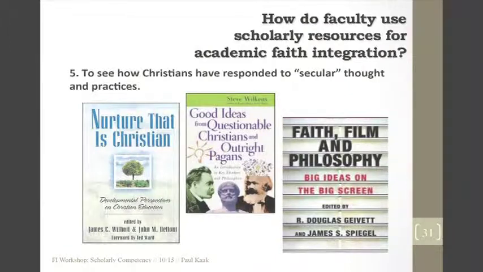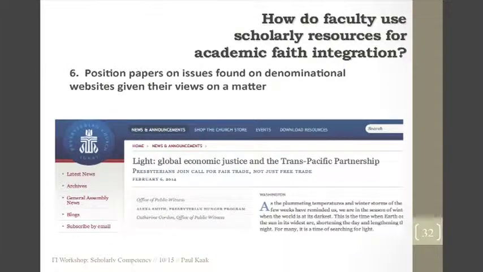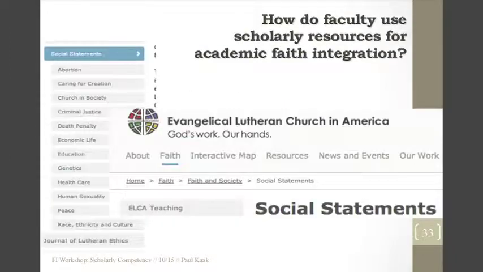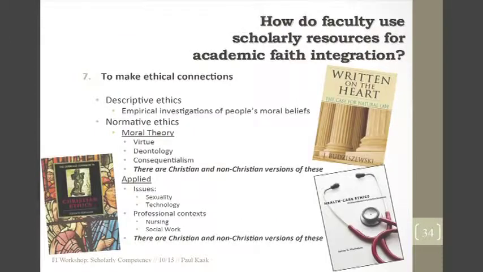Michelle mentioned denominational position papers. So here's the Presbyterian Church USA. They've thought about global economic justice. They have a very thoughtful position paper that might get you thinking. The Evangelical Lutheran Church has similar things. So you see topics over there. These are, again, people in context who are interested in these issues in a social way and have done some good homework to make ethical connections.